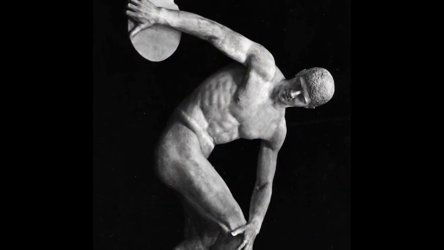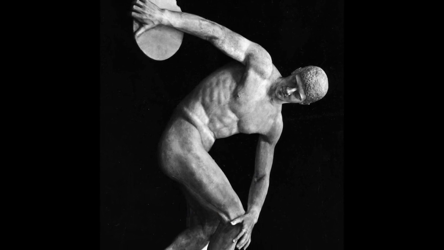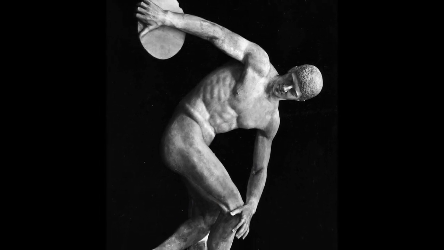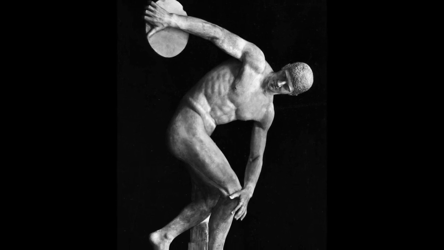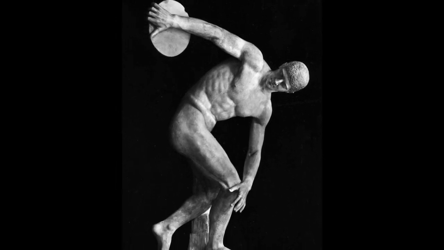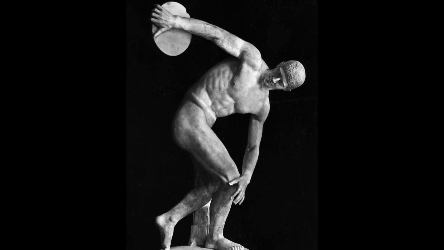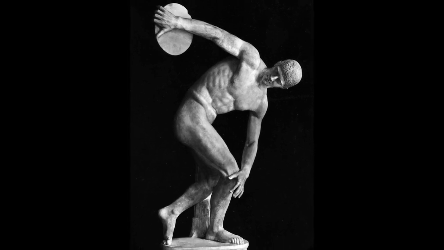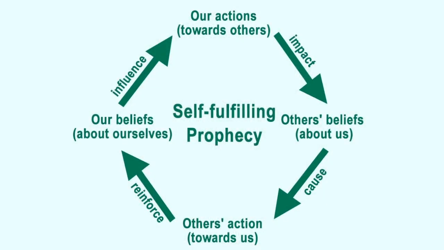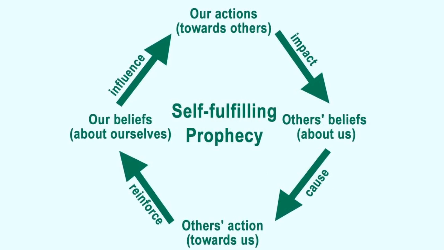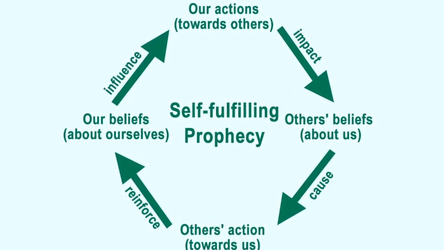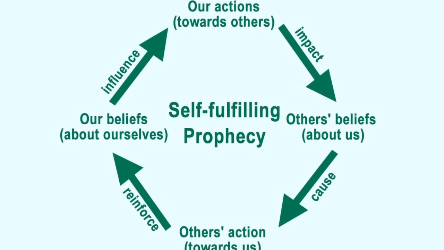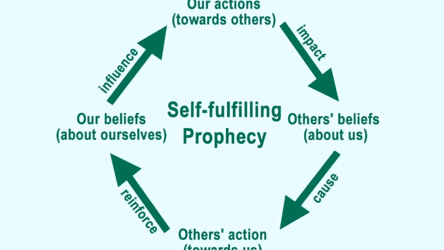So Acrisius cast his daughter and grandson into the sea, they washed ashore on an island, and after growing up, Perseus would accidentally kill Acrisius when his poorly thrown discus cracked the old king in the skull. Or at least that's how it goes in one version. The point of a self-fulfilling prophecy is that the subject of the prophecy is the one who unintentionally causes it to come about because of how they react when they hear it.